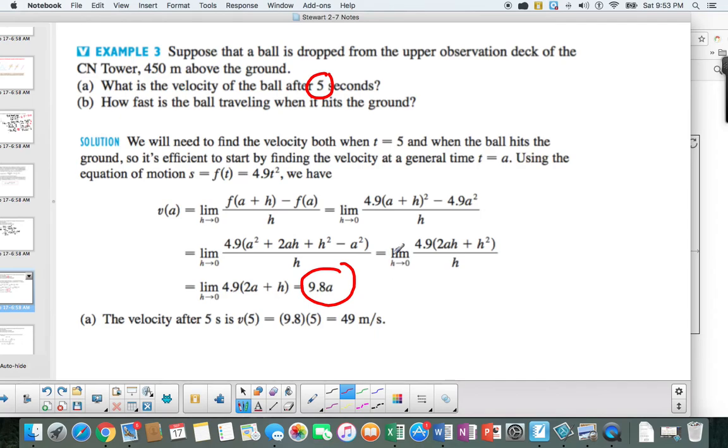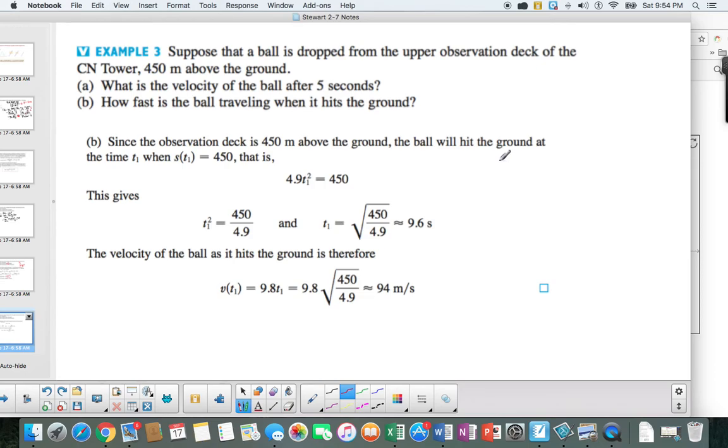Now, the biggest advantage of using a instead of 5 is to be able to answer part B. How fast is the ball traveling when it hits the ground? So right now we have this building, and it is free fall, and we want to know the velocity when it hits the ground. And we have a nice velocity formula, but the velocity formula needs a time. So when it hits the ground, we really don't know the time. If we knew the time, then we could find the velocity, and that's the problem here. So let's take a look at how we can go about finding that time.